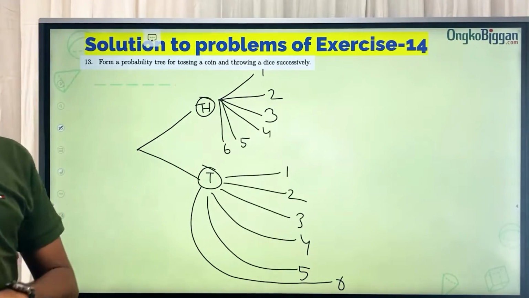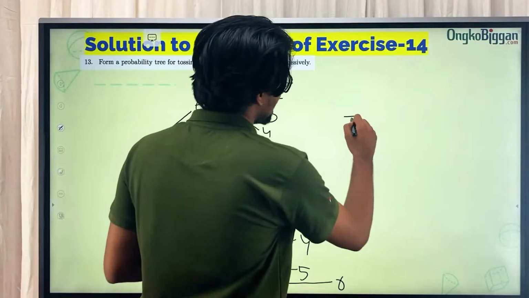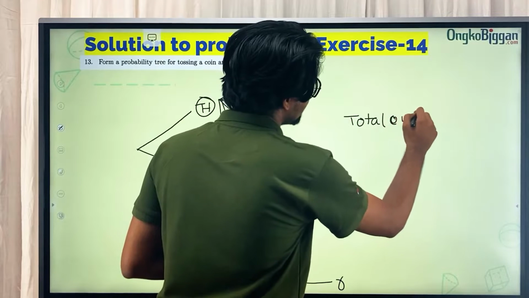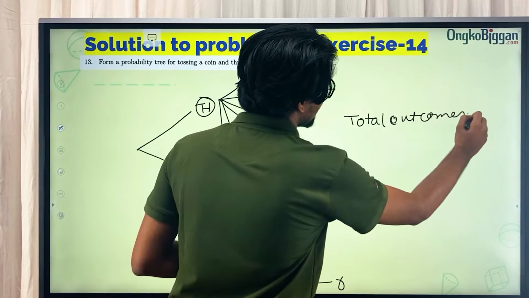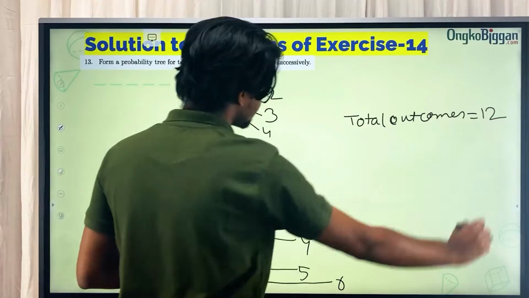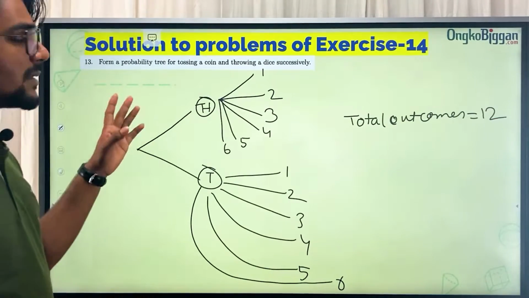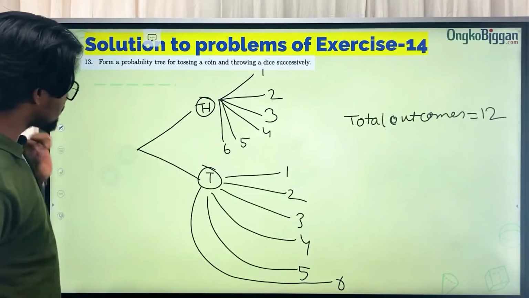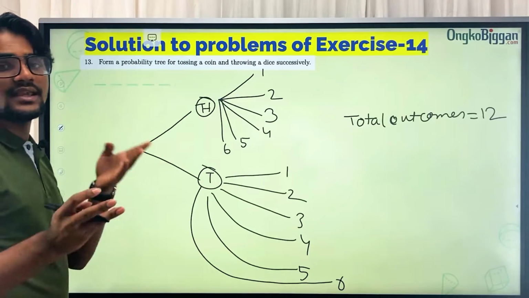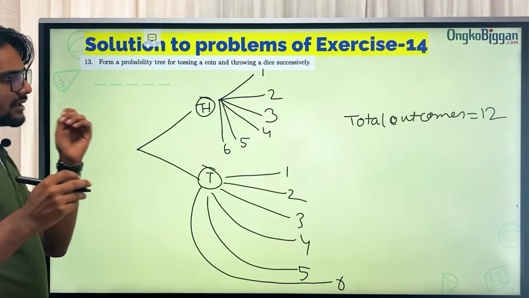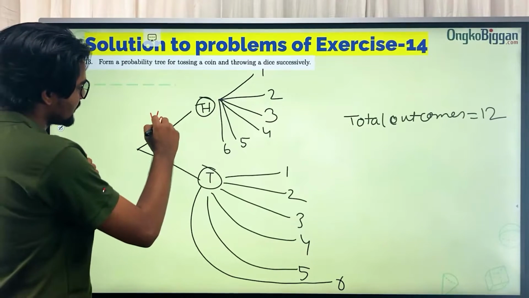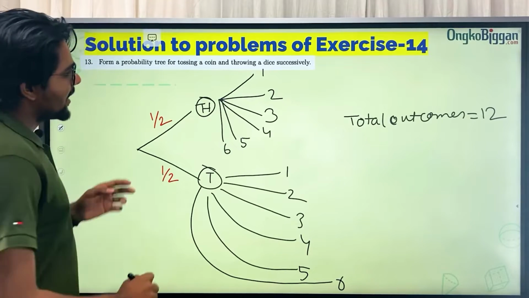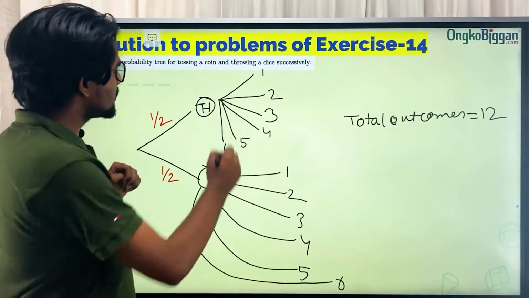So the total number of outcomes here is 12. And the probability of each outcome: the probability of getting a head in a coin toss is half. Similarly, in case of tail, it will be half, and for each of these numbers, it will be 1 by 6.